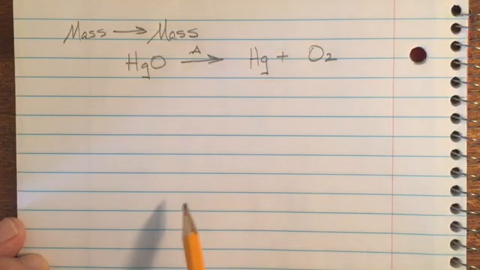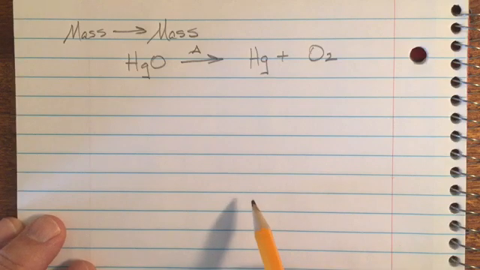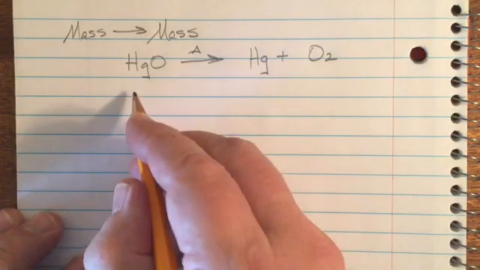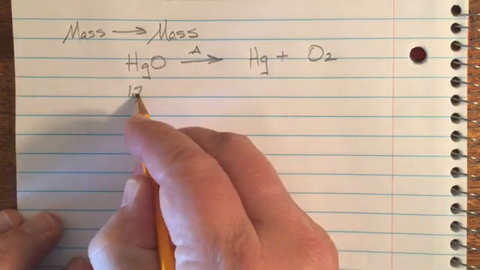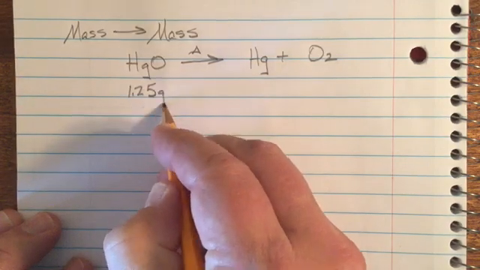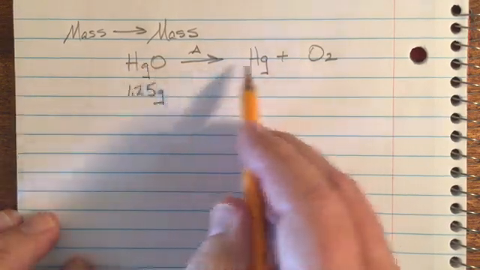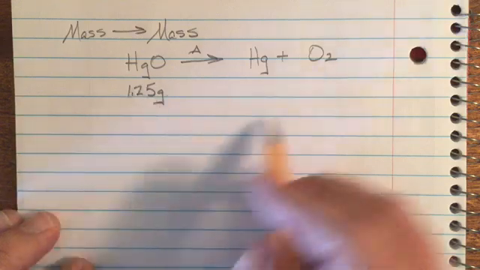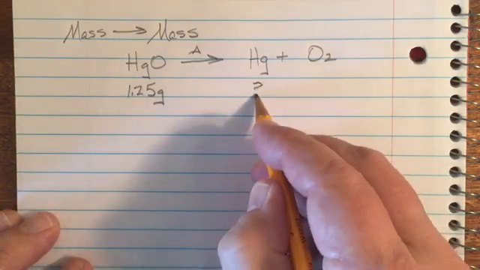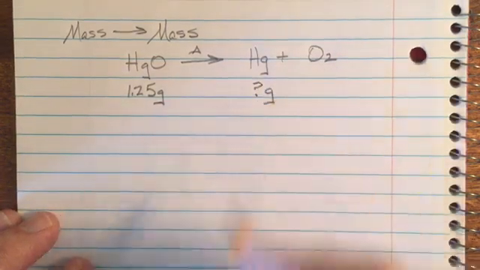Here is a mass-to-mass stoichiometry problem. By mass-to-mass, I mean, for example, I have a mass of 1.25 grams of mercury oxide in this decomposition reaction. And I want to know how many grams, or what is the mass of mercury produced.